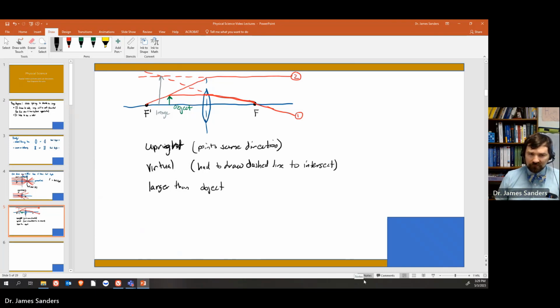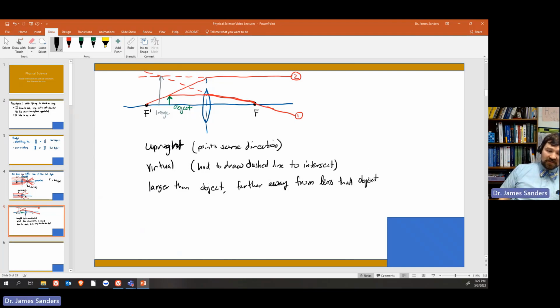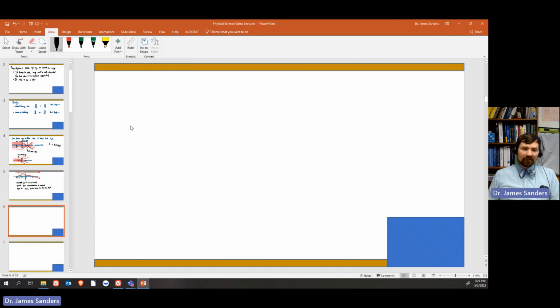Okay. And it's also farther away, specifically farther away from the lens than the object. And that's basically what we can say from this ray diagram. We could say more if we had better tools, like a more straight line drawing. Let's do another one.